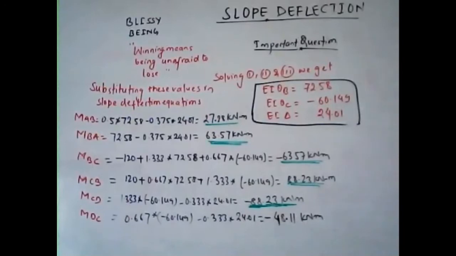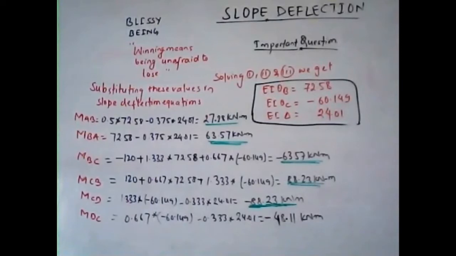So friends, substituting these values in the slope deflection equations, we obtain MAB as 27.28 kilonewton meter, MBA as 63.57 kilonewton meter. MBC will be numerically nearly equal but opposite in sign. Okay, so the magnitude is the same, but its sign would come in the opposite sense. Likewise, MBC will come very close to 63.57.